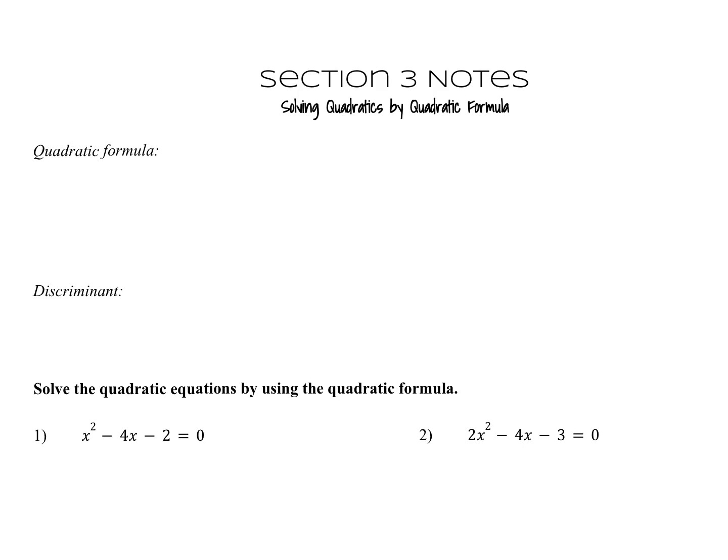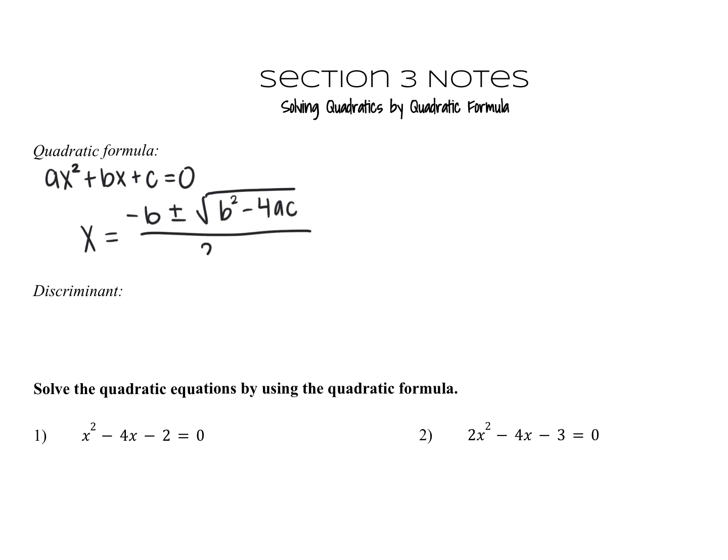In section 3, we're going to talk about the last method we can use to solve a quadratic, and that's using the quadratic formula. So the quadratic formula, as long as you have a quadratic in the form ax squared plus bx plus c equals 0, the quadratic formula is x equals negative b plus or minus the square root of b squared minus 4ac all over 2a.